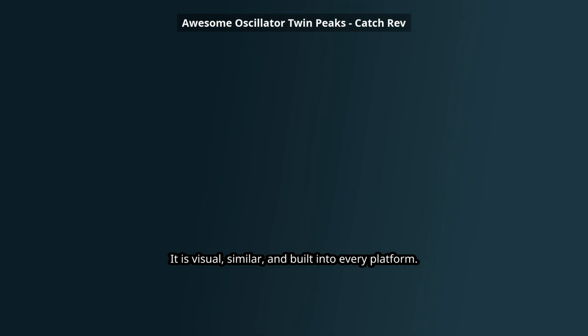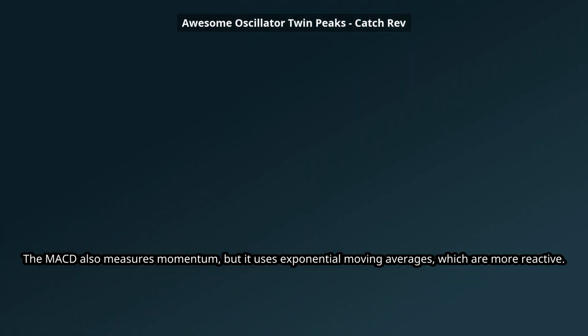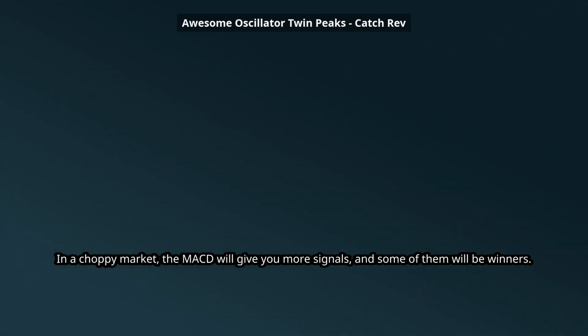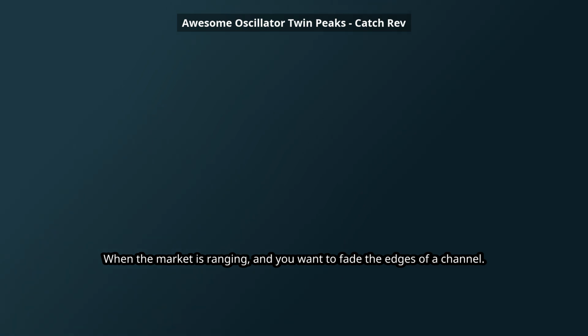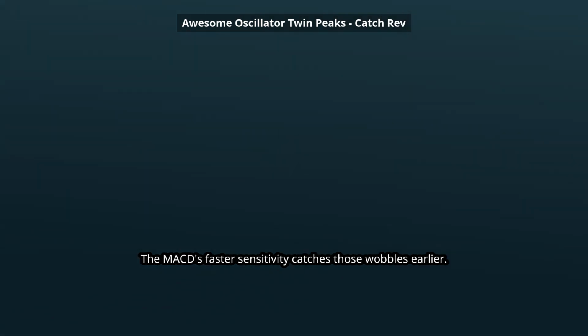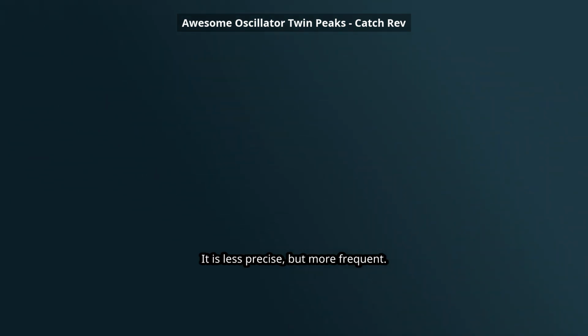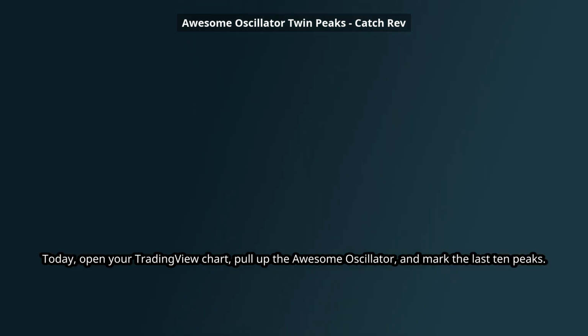The obvious alternative is the MACD divergence. It is visual, similar, and built into every platform. The MACD also measures momentum, but it uses exponential moving averages, which are more reactive. In a choppy market, the MACD will give you more signals, and some of them will be winners. The one situation where MACD wins? When the market is ranging, and you want to fade the edges of a channel. The MACD's faster sensitivity catches those wobbles earlier. It is less precise, but more frequent. If you are a high-volume trader, that matters.